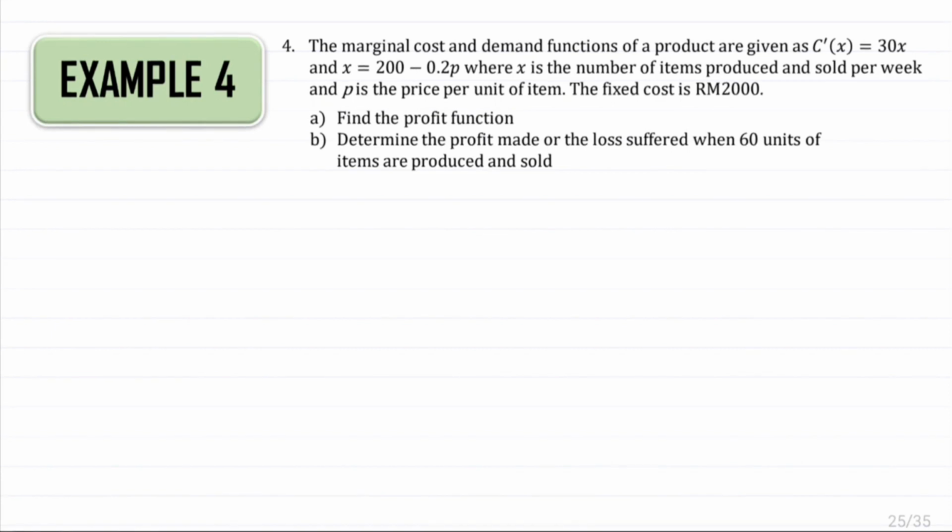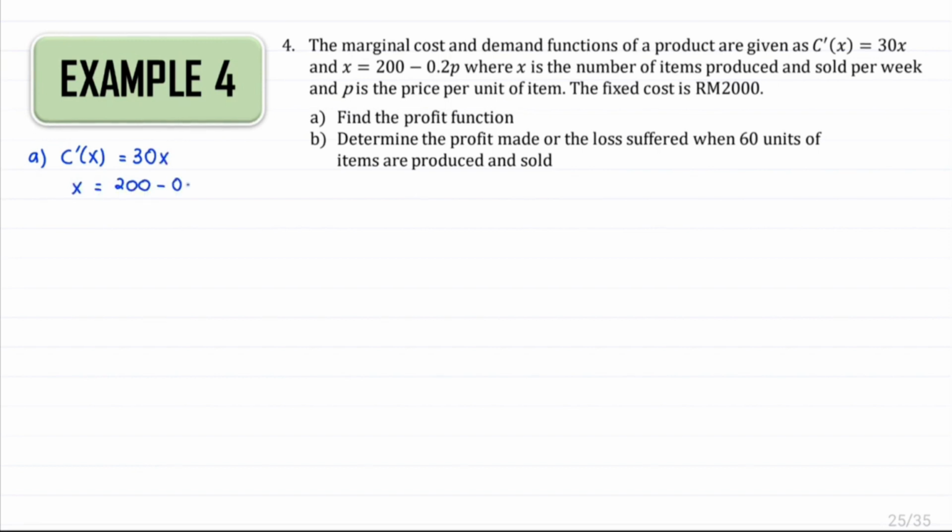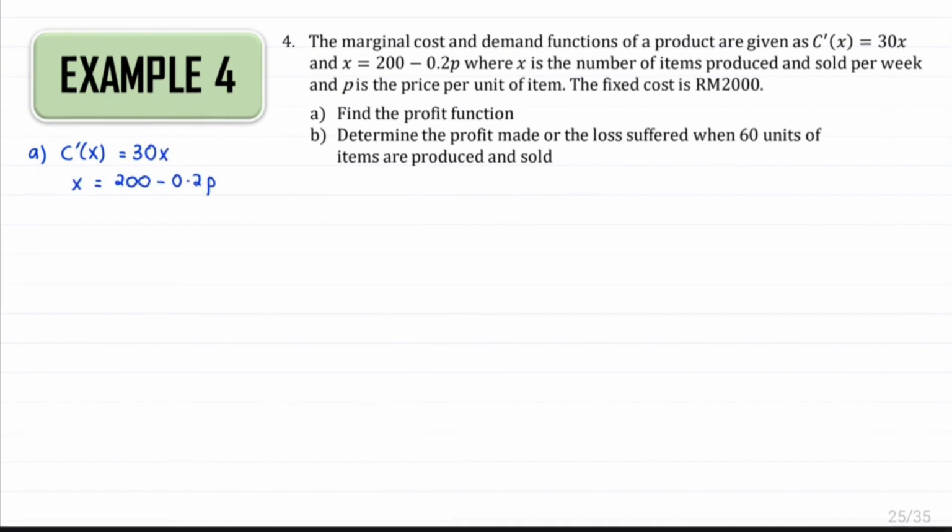Question A, we want to find the profit function. So we want to find π(x). π(x) is R(x) minus C(x). We have the information C′(x) = 30x and the function x = 200 − 0.2P. We need to arrange P in terms of x. So we get 0.2P = 200 − x and P = 1000 − 5x. Function P is the same as y.